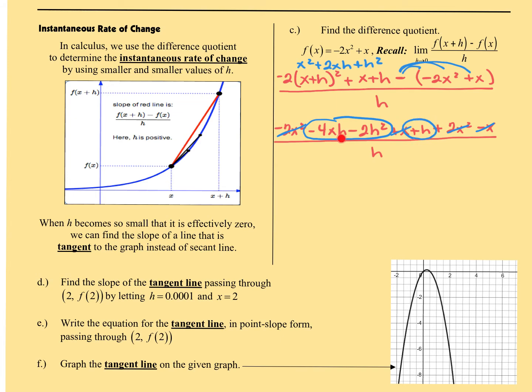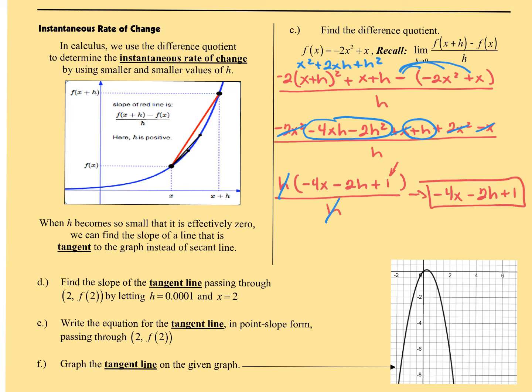At this point, everything that I have left has an h in it, so I'm going to factor that h out, and I'm going to be left with a negative 4x minus a 2h plus a 1. Be really careful to not lose that plus 1 all over this original h. And just as I said we wanted to do, those canceled. So our difference quotient is this expression, negative 4x minus 2h plus 1.